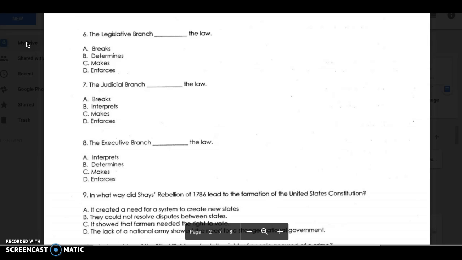Number 8. The executive branch blanks the law. A. Interprets. B. Determines. C. Makes. Or D. Enforces.